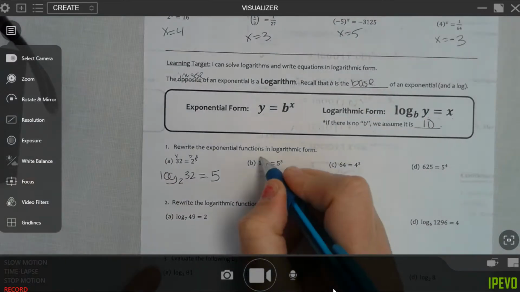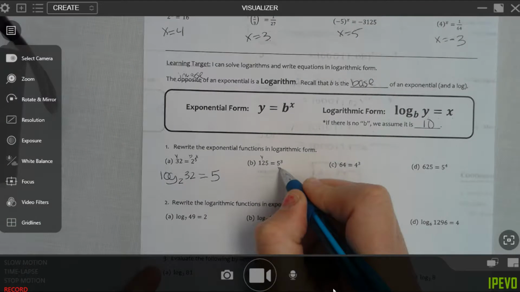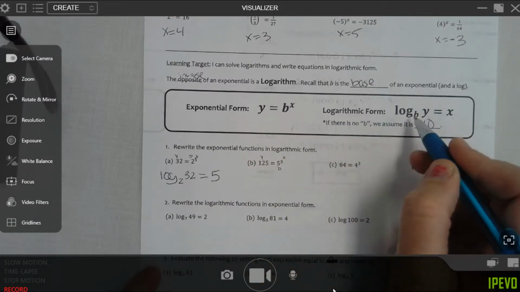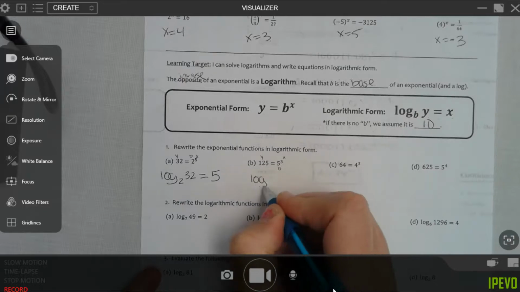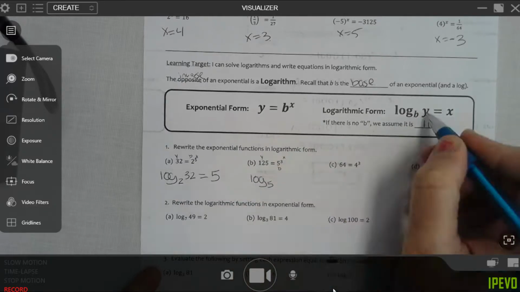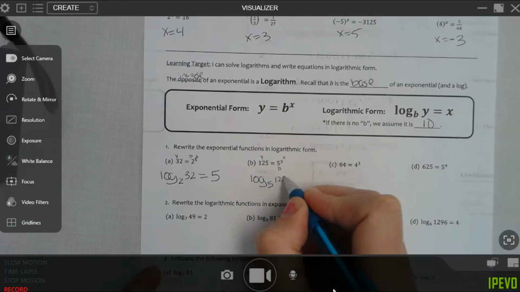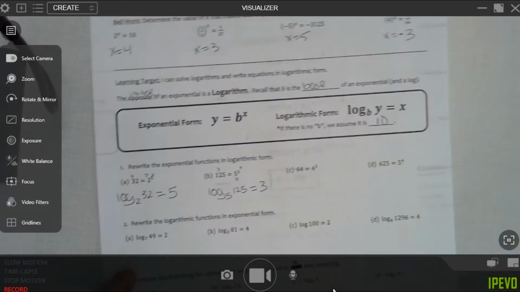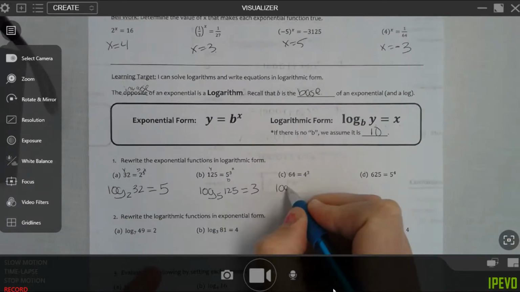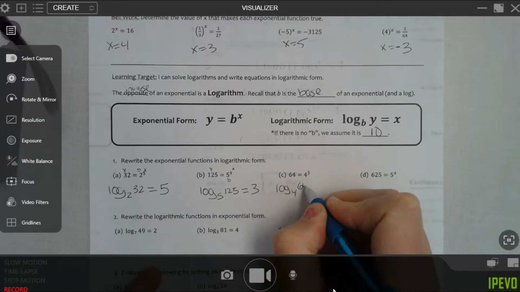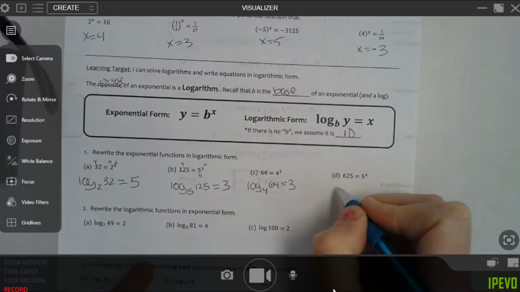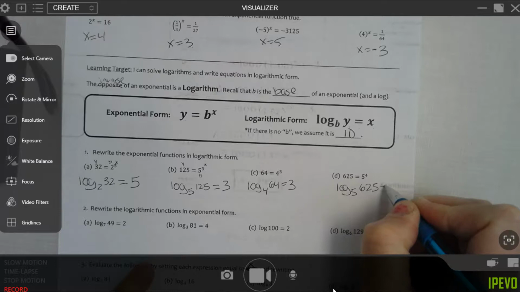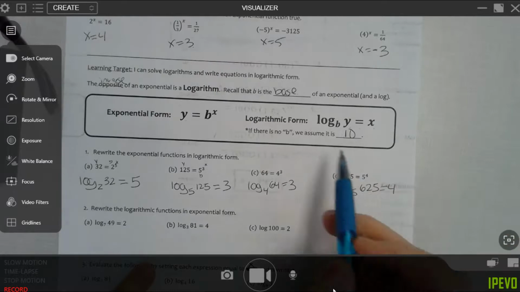So this is your y, 5 is my b, and 3 is my x. So you're just putting it in right here. So it says log with a little b. So log, my little b is a 5. It says y is next, so 125. And then it says equals, and then put my x. All right, so here we get log base 4 of 64 would equal 3. And log base 5 of 625 equals 4. I'm just matching them up right here.